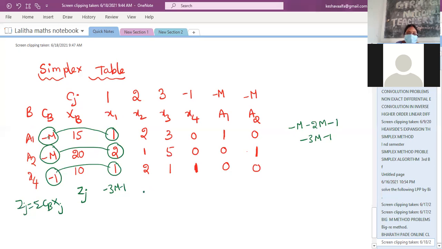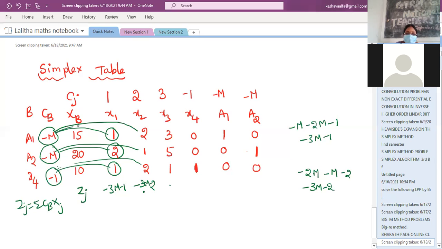Next value. So minus m into 2, minus 2m. Next, minus m into 1, this is minus m. Next, minus 1 into 2, minus 2. How much? Minus 3m minus 2. Minus 3m minus 2.